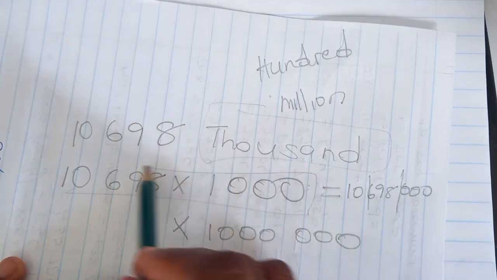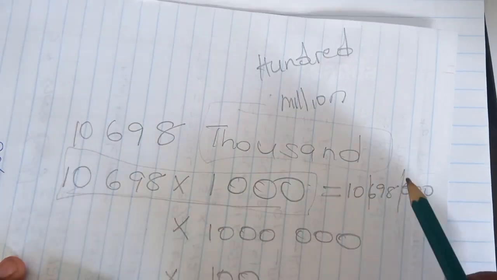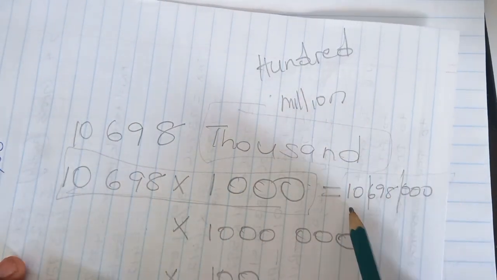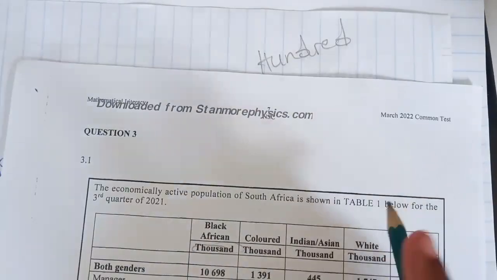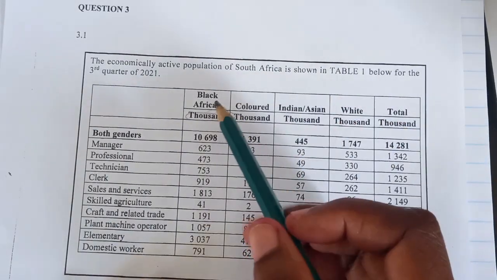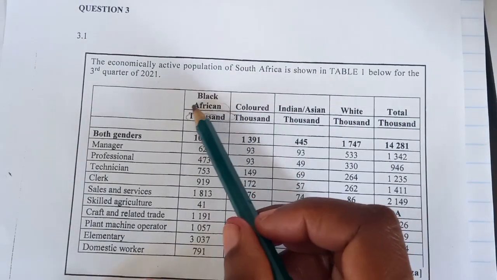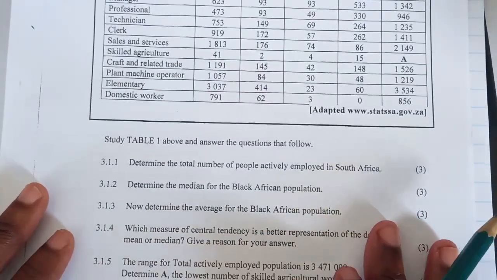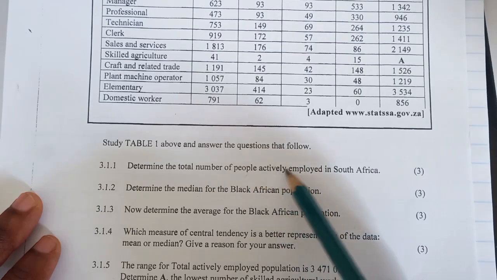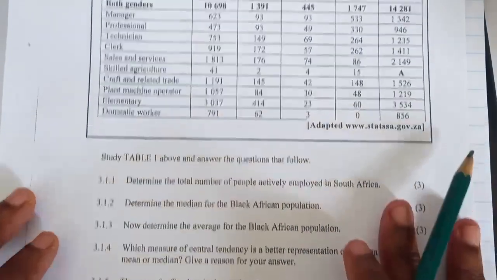Same number, and it's actually 10,698,000. Where did I get the thousand? It was written there at the top, which is why it's important to study your information, right? Okay, so let's go to the questions. Determine the total number of people actively employed in South Africa.